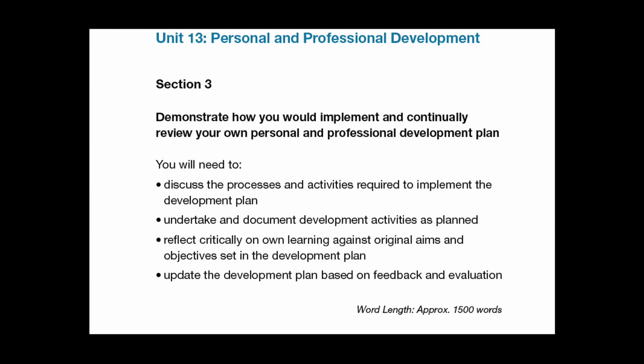On to section 3 and the implementation and ongoing review of your personal and professional development plan. Bullet point 1 is looking at what you need to do in order to implement your plan. As well as the processes and activities of implementation, you might want to think as well about some of the problems or the conflicts that might have to be overcome.